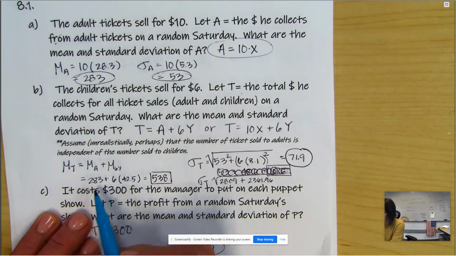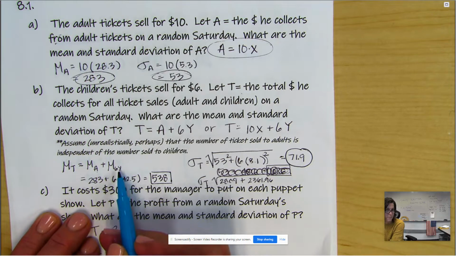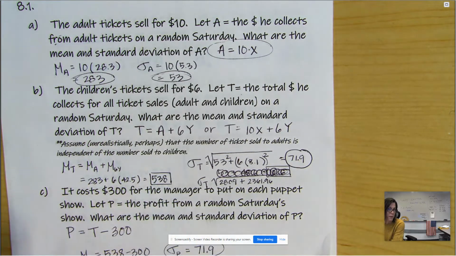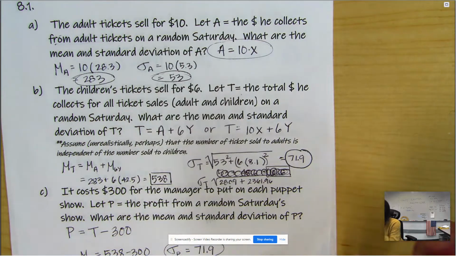So I took the mean of the amount he makes on adults plus the mean of the amount he's going to make on the kids, which will be 6 times the mean of tickets sold to kids. And then I did some math and I got $538. Okay, so the mean total amount on tickets.